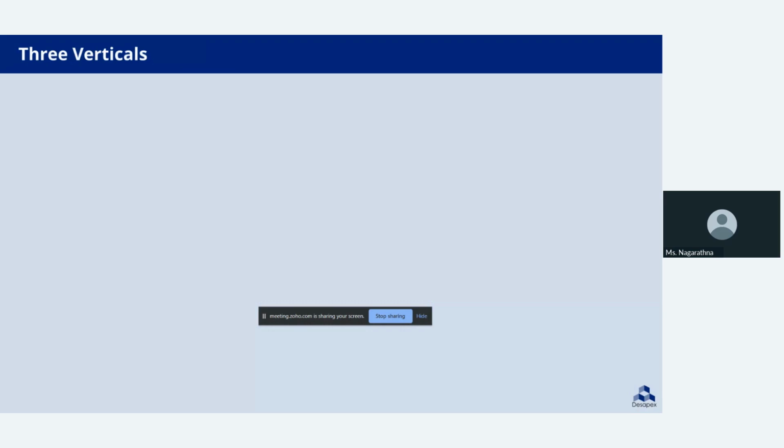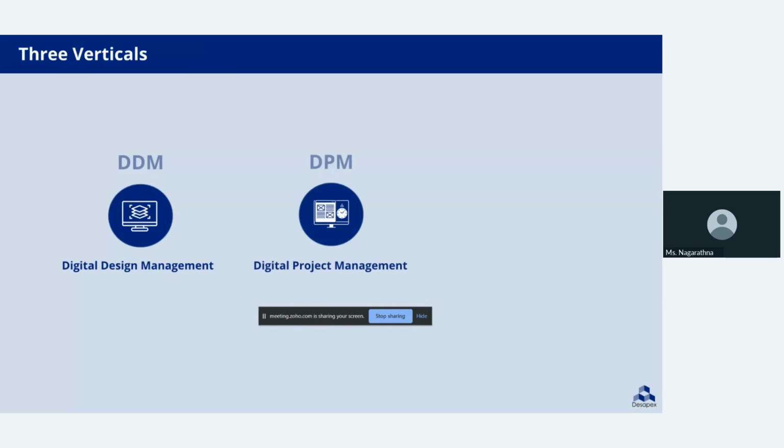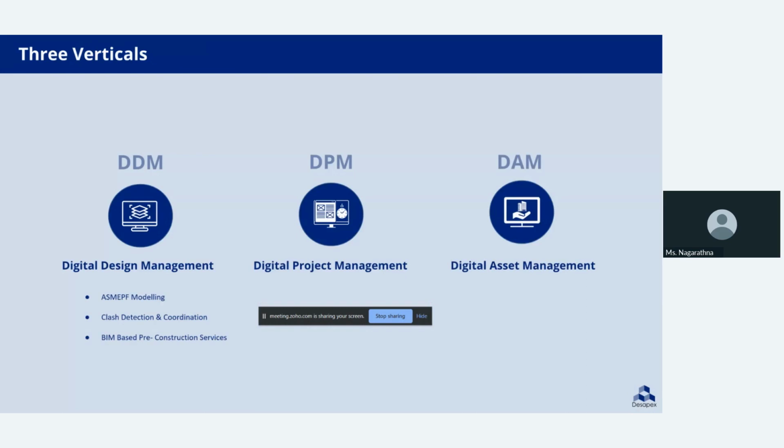which are the three verticals of Desapex: digital design management, digital project management, and digital asset management. Under digital design management, we provide solutions for classification and coordination, including architectural, structural, mechanical, electrical, plumbing, and firefighting modeling, and also BIM-based pre-construction services. At Desapex, we help our clients translate conventional 2D drawings into 3D BIM models and perform simulations before even going to the construction site.